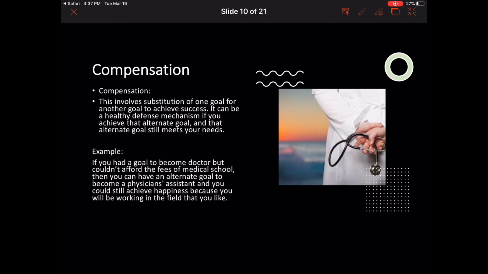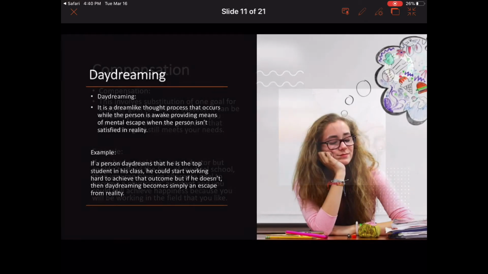Compensation involves the substitution of one goal for another goal to achieve success. It can be a healthy defense mechanism if you achieve that alternate goal, and that alternate goal still has to meet your needs. For example, if you had a goal of becoming a doctor one day, but could not afford the fees to enter medical school, then you can have an alternate goal to become a physician's assistant, where you still achieve happiness because you're still working in the field that you like.